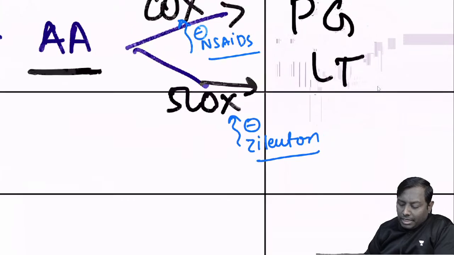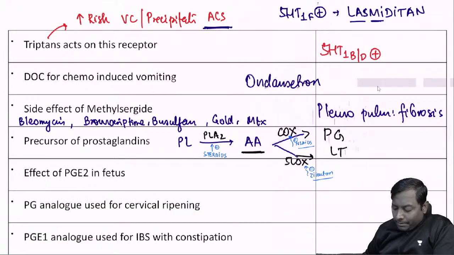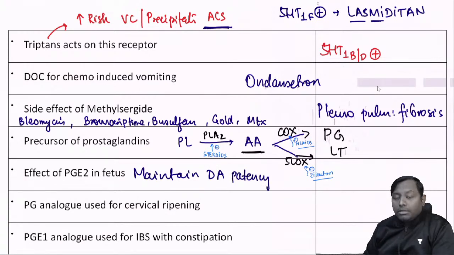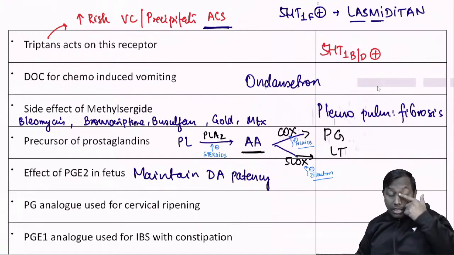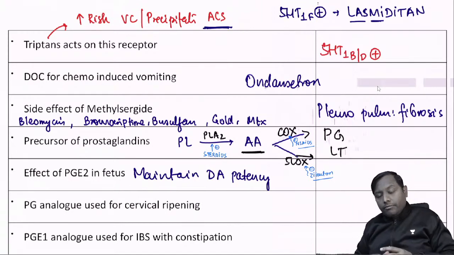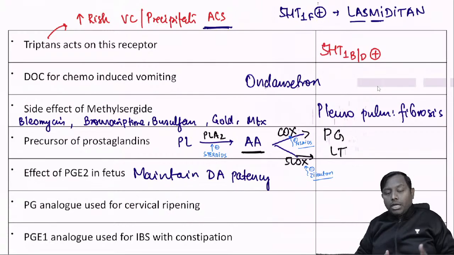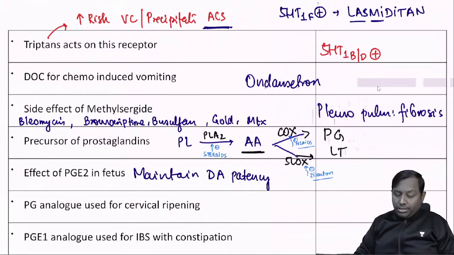These three questions have all been asked in your exams before, okay. Effect of prostaglandin in fetus: it maintains the ductus arteriosus patency. That is why the question was asked that in the third trimester, if the pregnant female is exposed to COX inhibitor, there will be premature closure of ductus arteriosus.